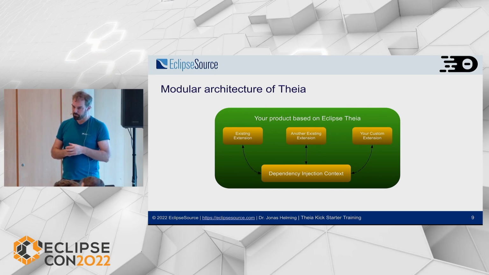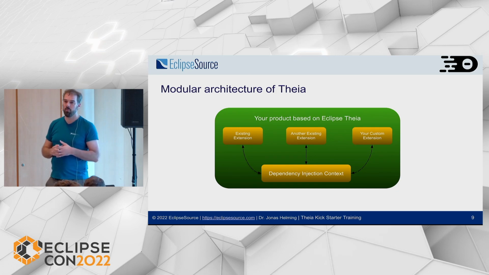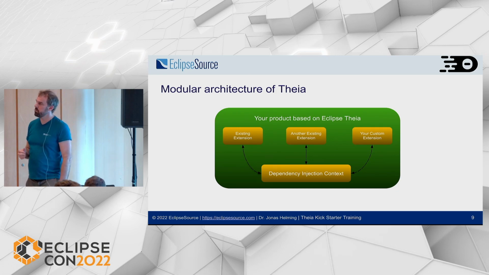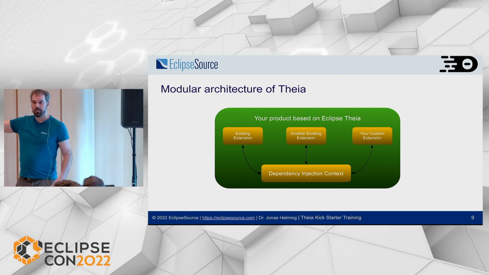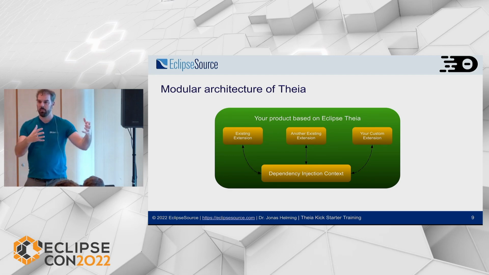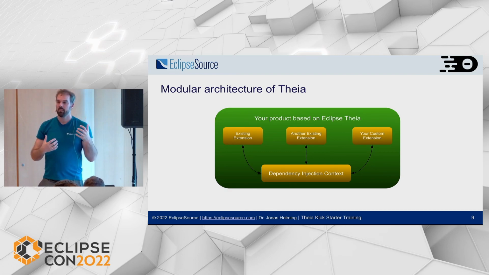In a nutshell, from a very high-level point of view, if you're not familiar with dependency injection, you can consider this dependency injection context to be a global bulletin board, and all the extensions can put something on the board, and other extensions can get it from there. This way, you simply decouple the communication between the extensions. They don't have to know each other and directly communicate, but they all communicate over the central context.